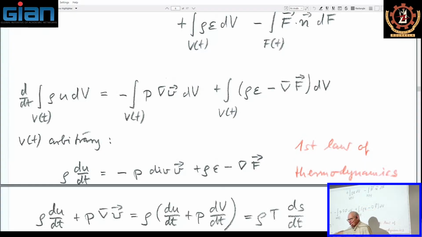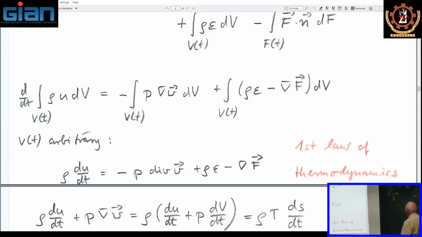And what is the left-hand side? This is the change of the internal energy. And what's that? P times the divergence of V. It's work then. How do you see that the divergence of V has to do with the PdV work in a thermodynamical sense?